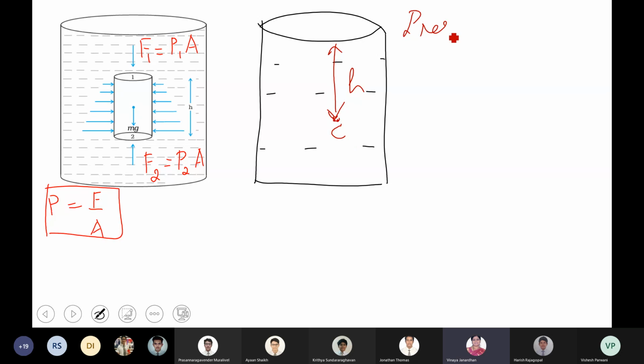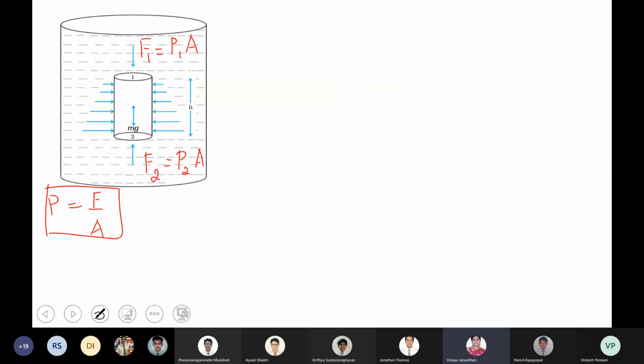Pressure of the liquid at a given depth. Now for that, what you have to think is that you have to consider an imaginary cylinder. Your aim is to find the pressure at any point inside the liquid, which is at a depth of h meter below the surface. Is that clear?